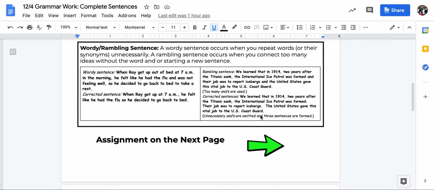And our last one, our wordy, rambling sentence. A wordy sentence occurs when you repeat words or their synonyms, so words that mean the same but are different, unnecessarily. A rambling sentence occurs when you connect too many ideas with the word and instead of starting a new sentence. So here is a wordy sentence. When Ray got up out of bed at 7 a.m. in the morning, he felt like he had the flu and was not feeling well, so he decided to go back to bed to take a rest.